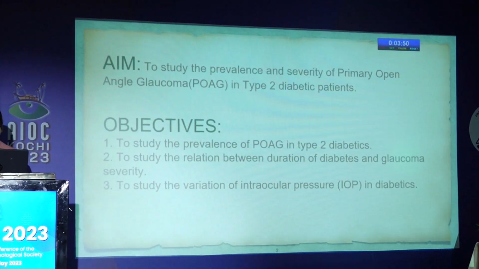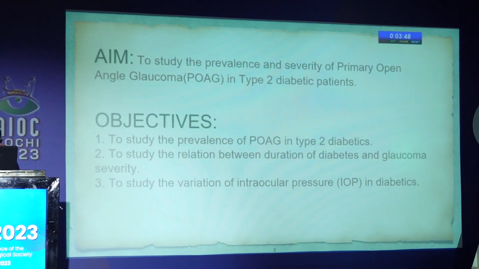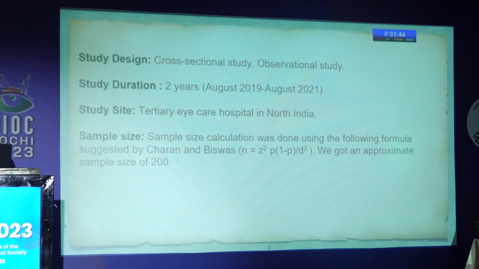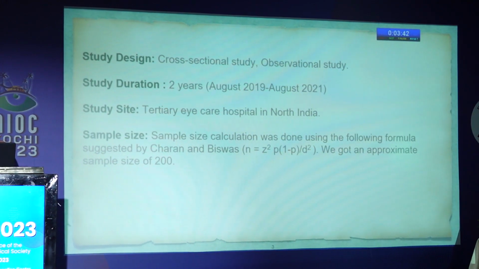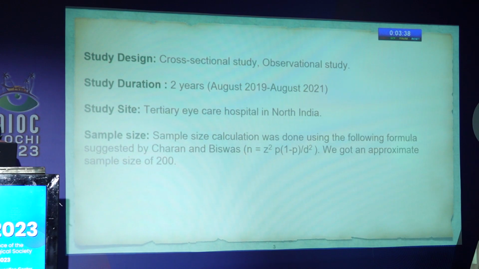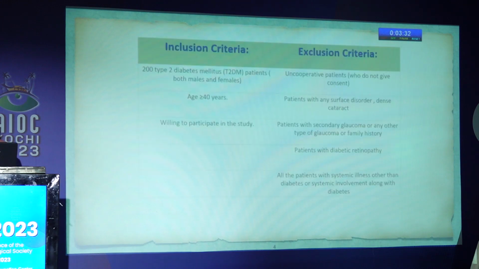Other than this, the objectives are the relation between duration of diabetes and glaucoma severity, and to study the variation of intraocular pressure in diabetics. It is a cross-sectional observational study done over 2 years in a tertiary eye care hospital in North India. The sample size was calculated by this formula, and we got an approximate sample size of around 200. We included patients above 40 years of age.